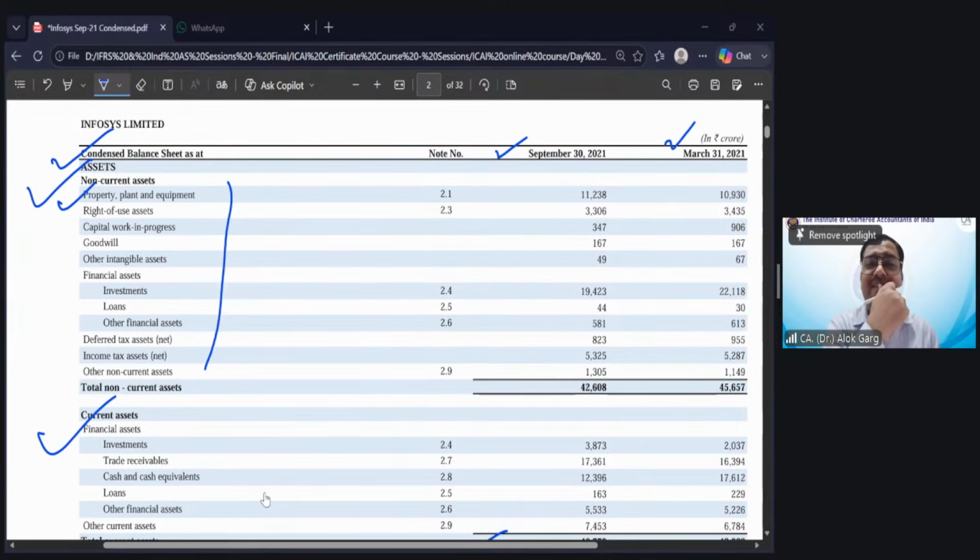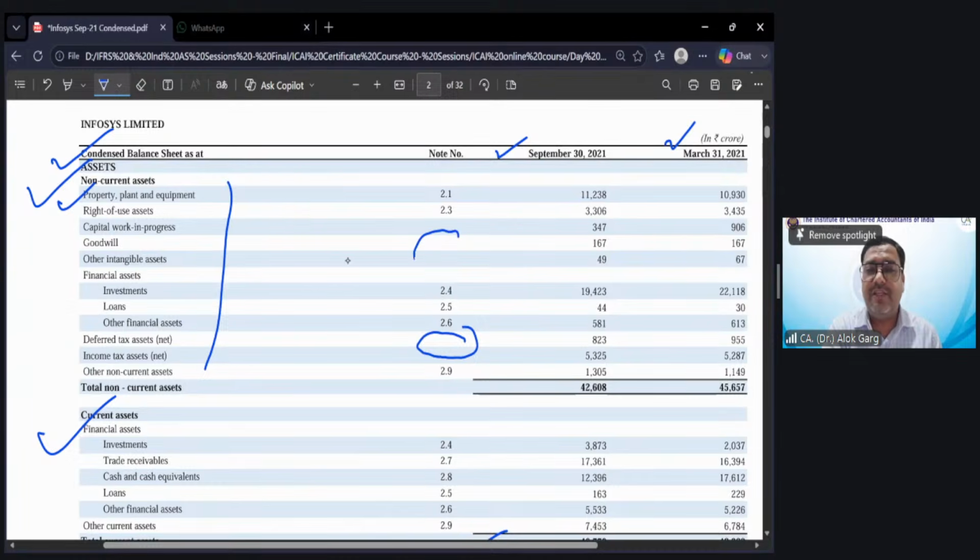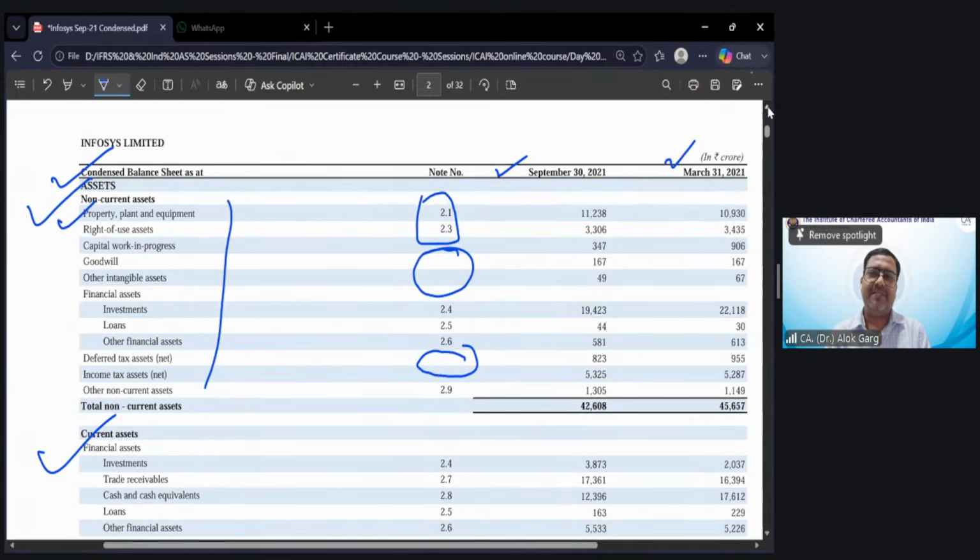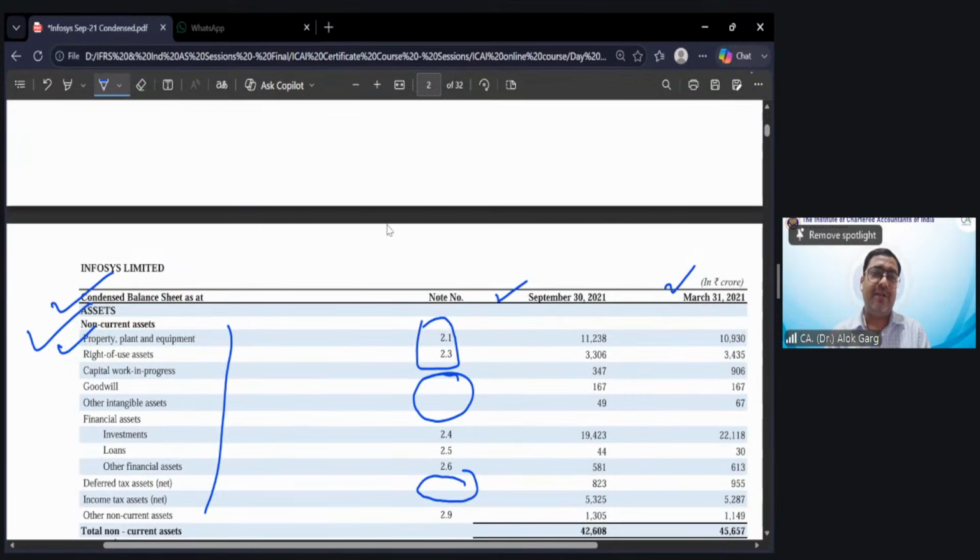Sir, then what is the difference, sir? My dear friends, have you seen the deferred tax asset, income tax asset? Have you seen the notes breakup for many items? No. There are only limited notes. That is number one. And even in those limited notes, the disclosures are limited. Can you see the number of pages of this interim financial statement? How many pages are in the interim financial statement of Infosys?